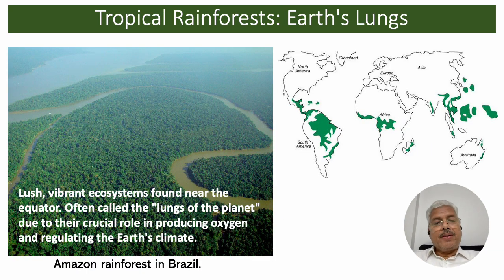Tropical rainforests. These are the lush, vibrant ecosystems found near the equator, often called the lungs of the planet, due to their crucial role in producing oxygen and regulating the Earth's climate. And these forests are characterized by the greatest diversity of species, and they are found in Central America, Africa, Malaysia, India, Australia, etc.